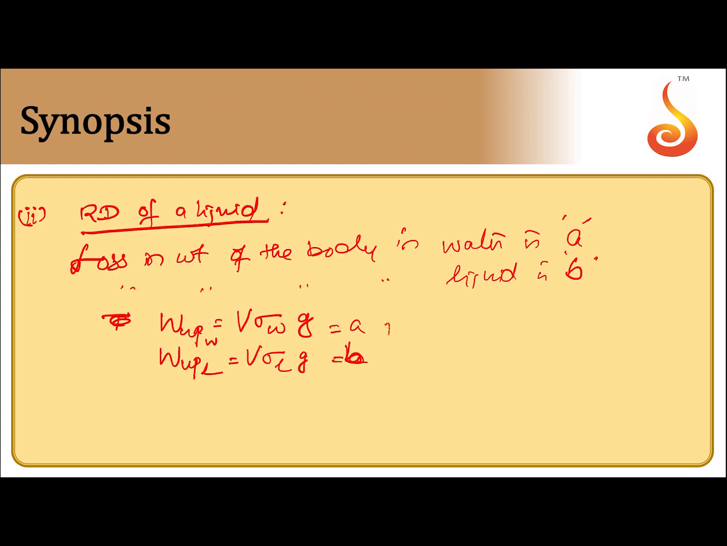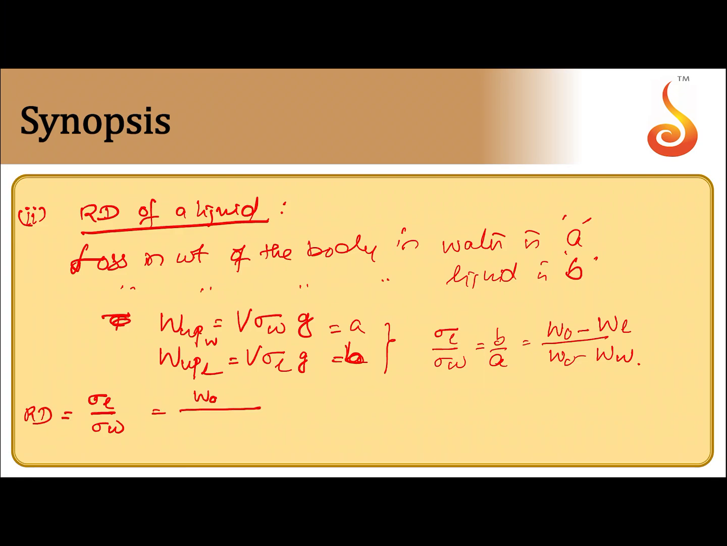So I am going to take the ratio. If I take the ratio, what do I get? Sigma L divided by sigma of water is equal to B by A. But you know, B is the loss in liquid, so I write it as W naught minus weight in liquid, and A is W naught minus weight in water. So the relative density, sigma L divided by sigma of water, is simply W naught minus weight in liquid divided by W naught minus weight in water. So the relative density of the liquid can be found using this expression.